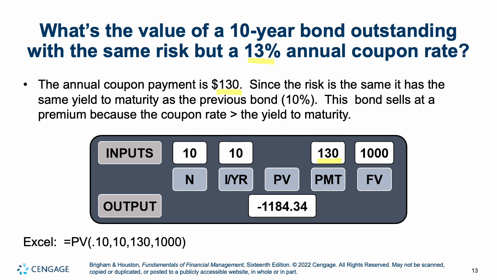And as you note, the present value of this one is negative $1184.34, meaning you're going to have to spend $1,184.34, and you're only going to get back 1,000 of it in 10 years. But why would you be okay with doing this? Because you're getting larger coupon payments. You're getting $130 instead of $100. That's going to make up for the difference between the present value and the future value of the bond.